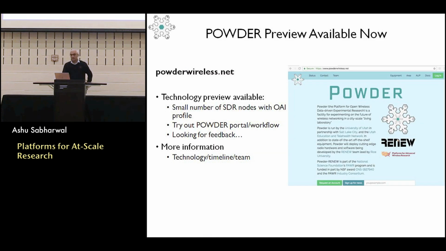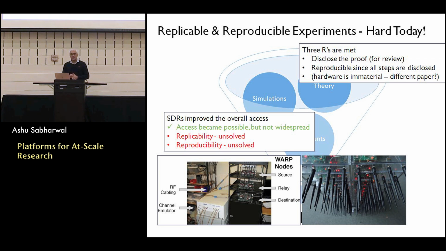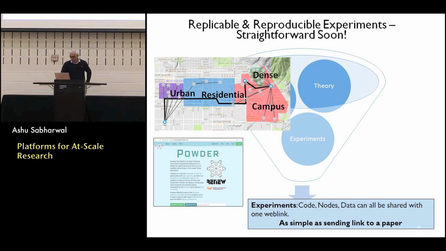Okay, so what's the message here? As I said, replicable and reproducible experiments are hard today. This was the state of affairs. But soon, in fact, I would say around March 31st, when our official deployment should be done, plus or minus a few weeks, it should be straightforward. That means a custom experiment should be as easy as sharing a paper. You can send a link to your experiment to somebody which has all the code you used to do the experiment, all the data you generated from the experiment, and all the analysis you did in the experiment. Okay, so I think it opens up potentially new things for us to do.